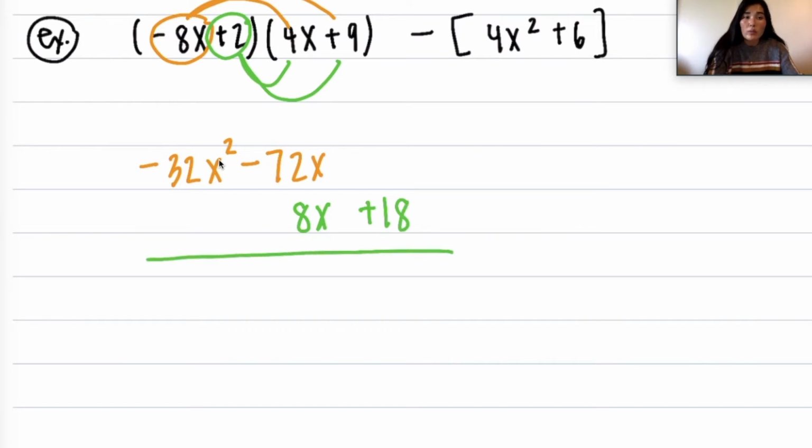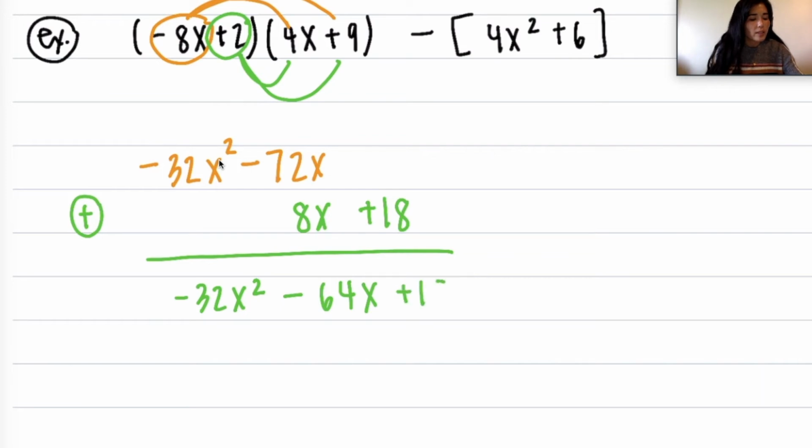And just like we worked on before, we're going to combine these two here, so that big adding problem. This is going to be negative 32x squared. Watch your signs here. Notice you have a negative 72 and a positive 8. So again, use your calculator if that helps. This time you're going to be left with a negative 64x and then plus the 18 here. So again, that's what we worked on, was multiplying our binomials.